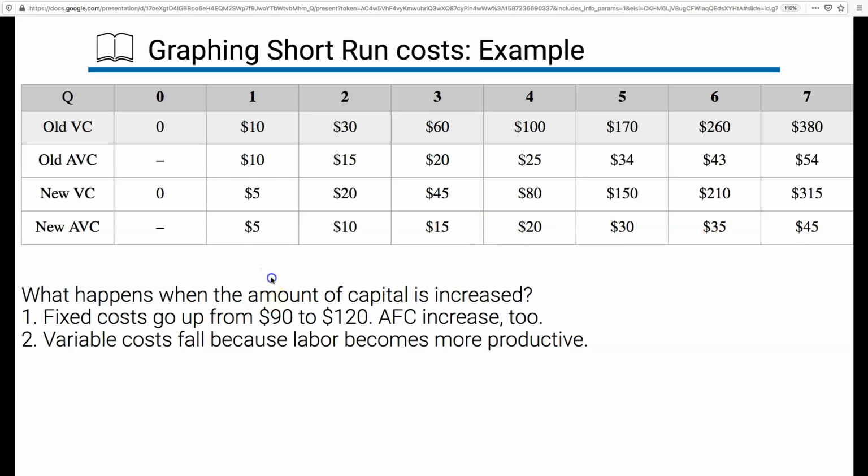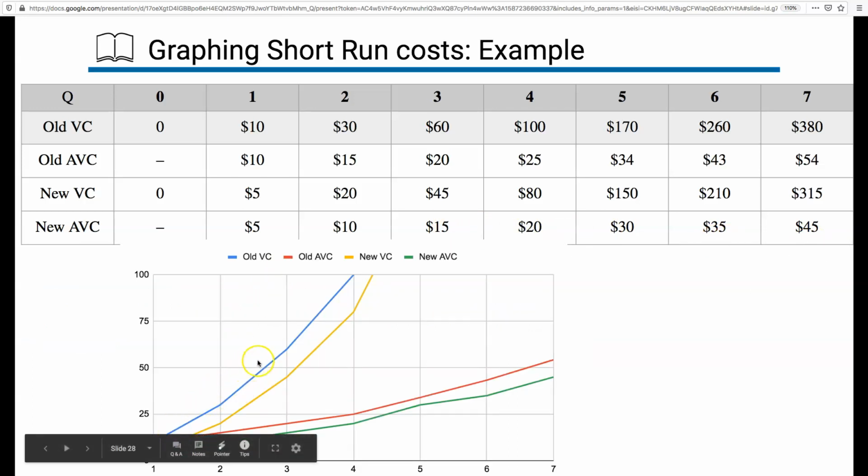So graphically, it looks like this. Your old variable costs were the blue line. Now, for every level of output, so for example, for 4, they fall from 100 to 80 to the yellow line. So at every level they fall, so variable costs fall. And so average variable costs also fall. It used to be the red line, and now it's the green line.